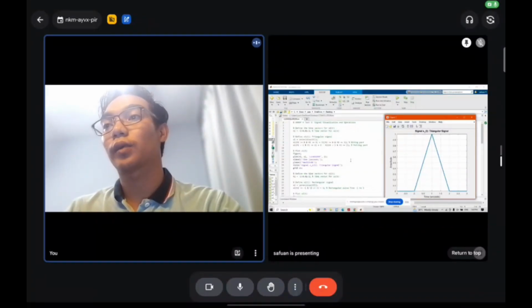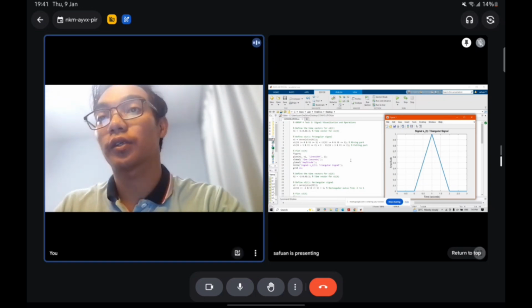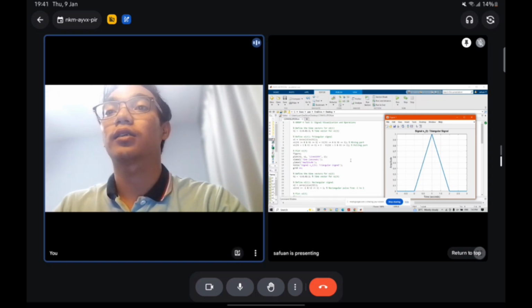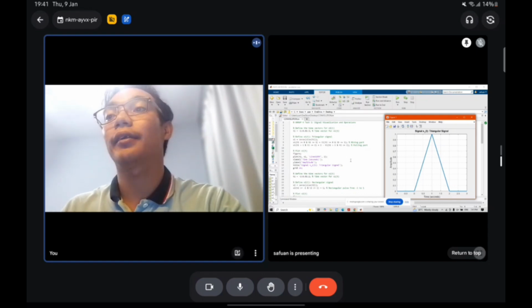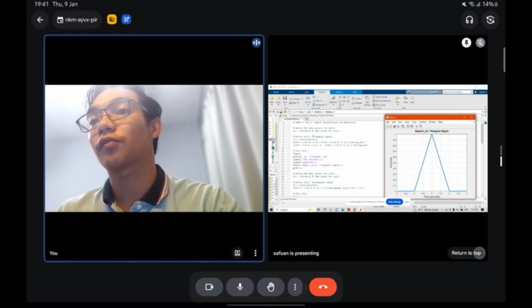And I will continue with the task 1 coding explanation for question A. The first question states the graph for 1A and 1B. Here I state 1 is 1A. For 1A, it's a triangular signal starting from 0 to 2, and the amplitude is 1. This is the plotted graph.